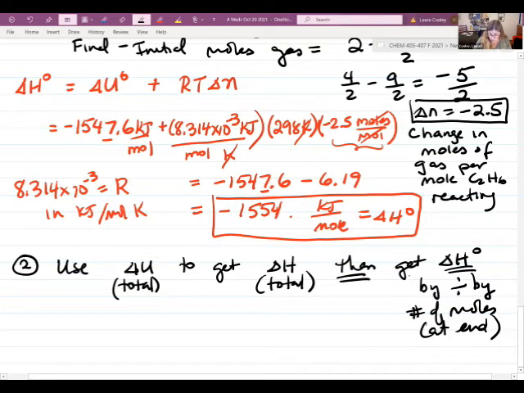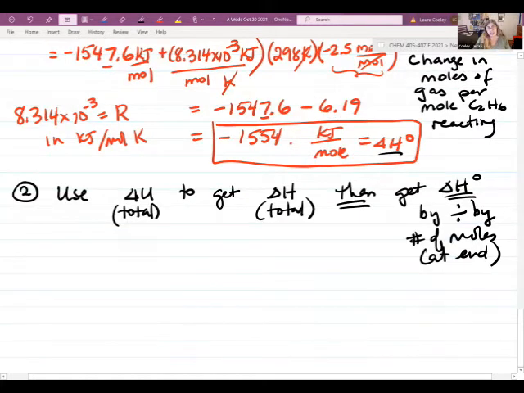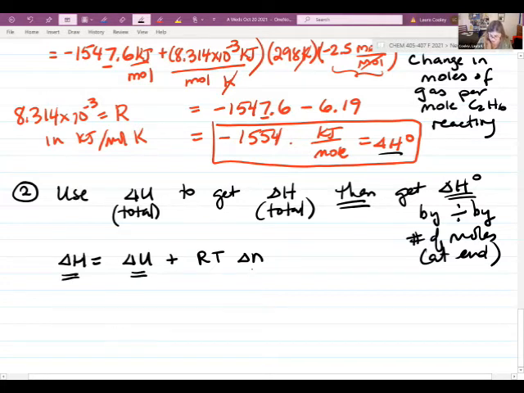We're going to get the molar delta H, just like we have here, but we're going to do it a different way. And it's harder to calculate the change in moles when we do it this way. So let's think about that. What is delta N going to be in this case? We're going to use that delta H is delta U plus RT delta N. Now we know when this is the molar quantity, we use the delta N, that's moles per mole of ethane that reacts.